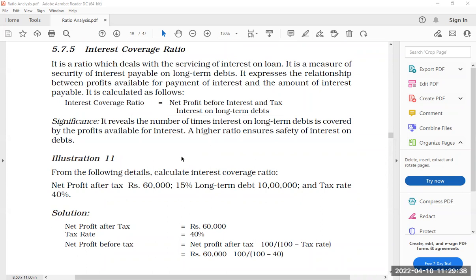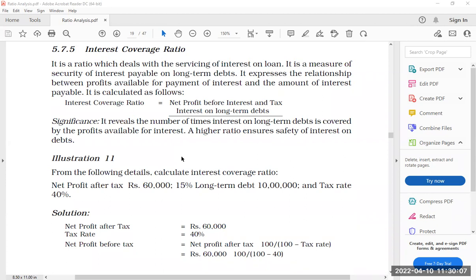Look at this formula. Net profit before interest and tax divided by interest on long-term debts. That line is missing over there. Okay, it's net profit before interest and tax divided by interest on long-term debts. Say for example, my company has earned 10,000 rupees as net profit before interest and tax, and my company has to pay 5,000 rupees as interest on the borrowings.